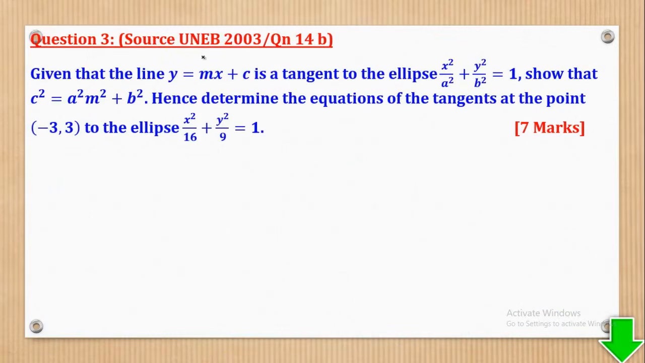Then question 3 came from UNEB 2003 paper 1 question 14b and says given the line this and the tangent this, show that this is equal to that. I think you see what I've told you, that this condition is very common in the questions of an ellipse, so you have to know how to derive it, the condition for tangency. So hence determine the equations of the tangents at the point this to the ellipse that. So this first part is very similar to the condition for tangency.